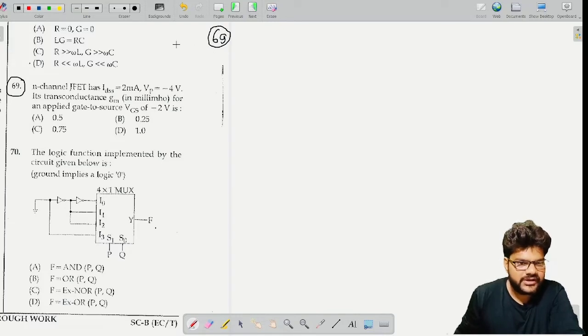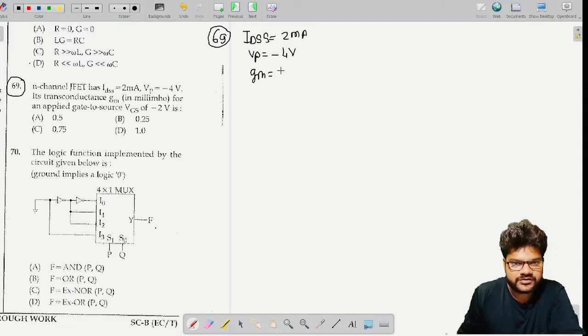So the question is: an N channel JFET has IDSS 2 milliampere, right? So IDSS, that is drain to source saturation current, we are given is 2 milliampere, and VP, this is nothing but threshold voltage, we are given is 4 volt. Its transconductance GM we have to find out. So we have to find out GM for an applied gate to source voltage. So gate to source voltage we are given is minus 2 volt.